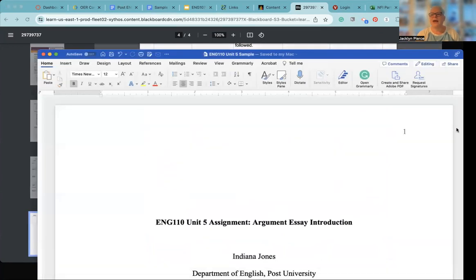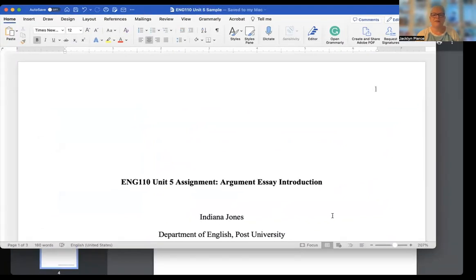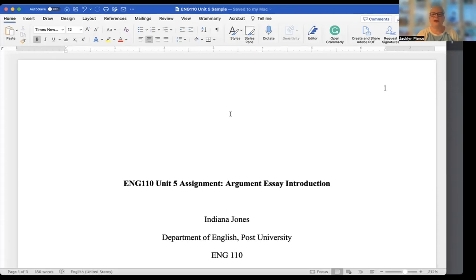So let's take a look at my sample document. And I'm going to, again, give you the sample document in the announcements as I always do. So this is already set up for you. You don't have to worry about your APA format. If you just use this document, it's already ready to go.